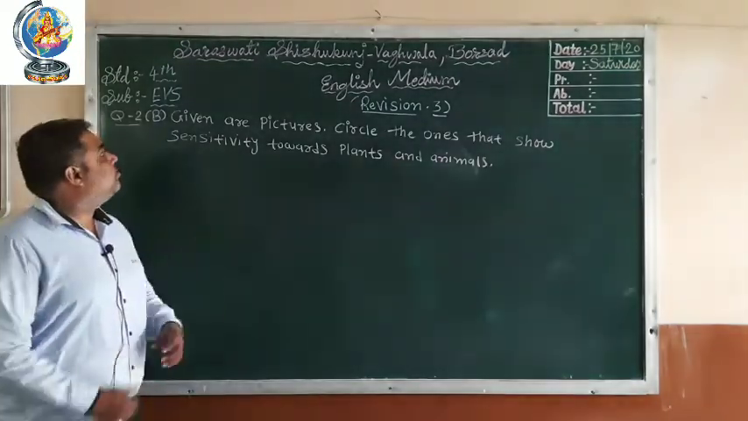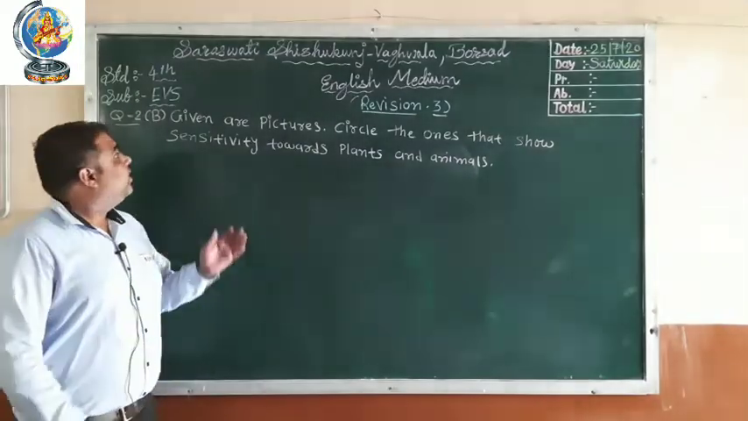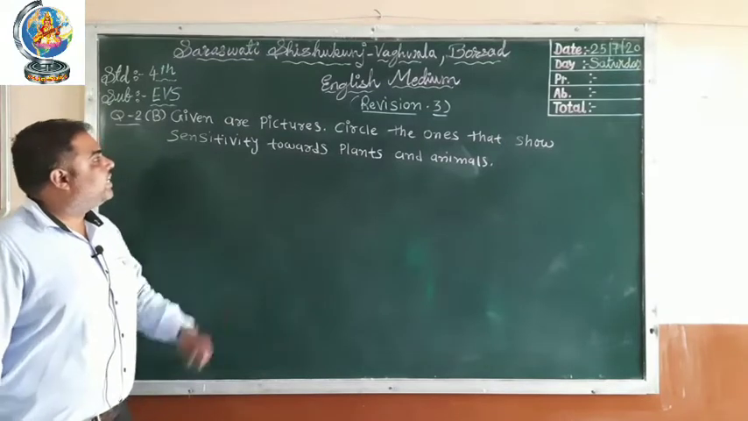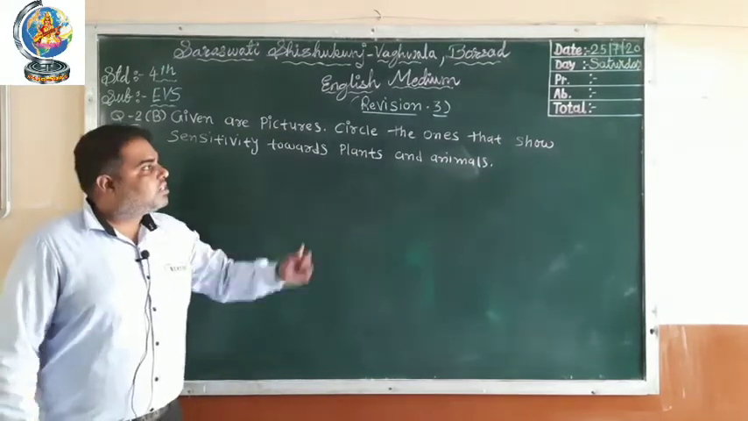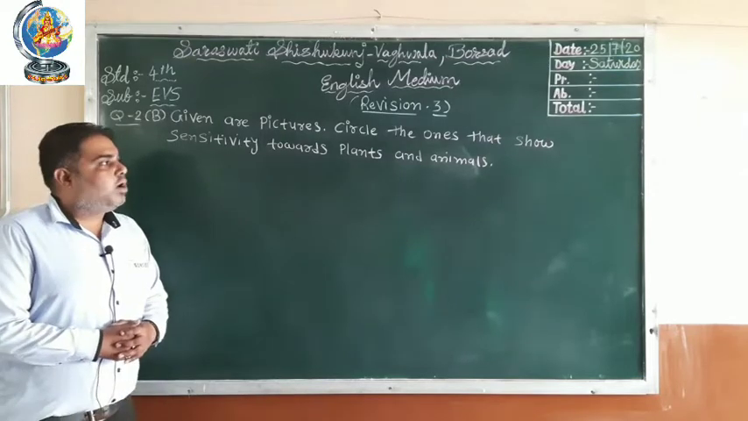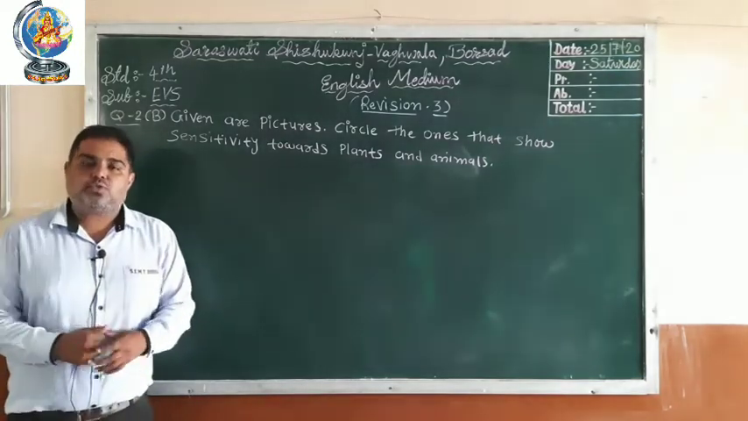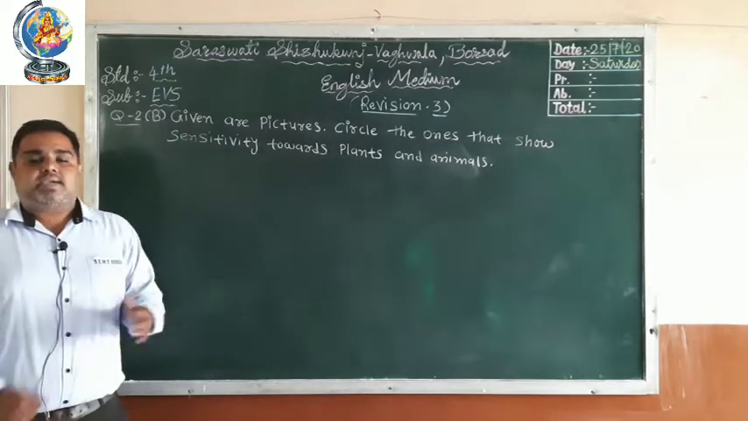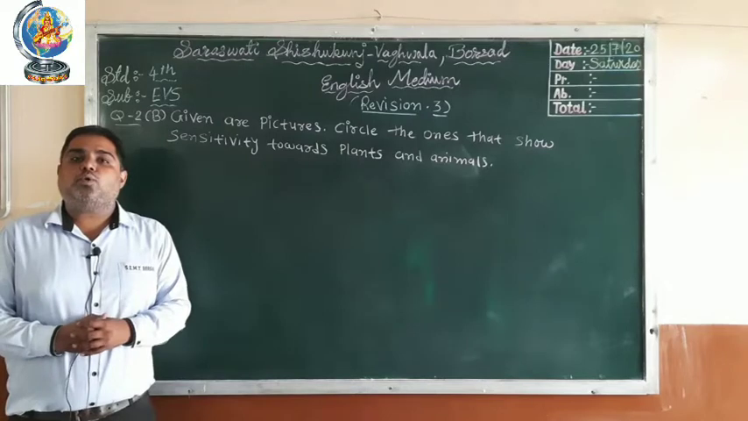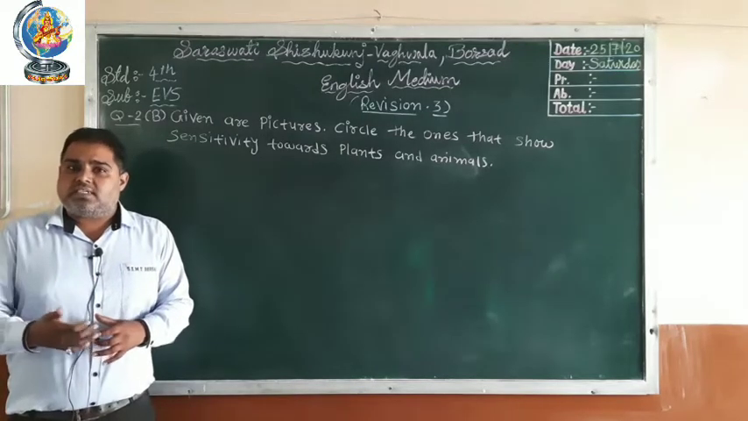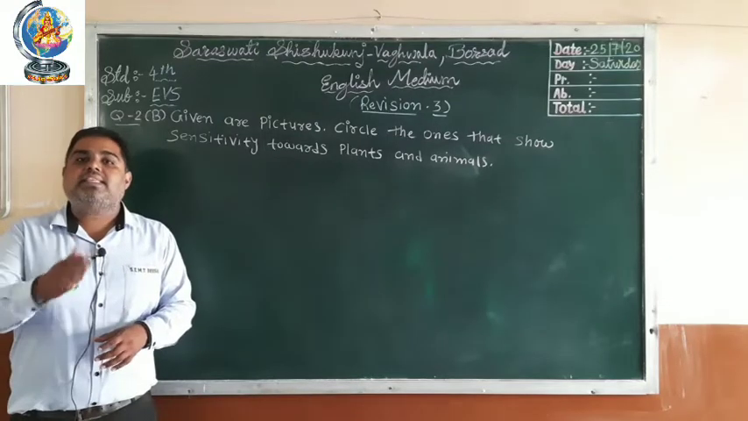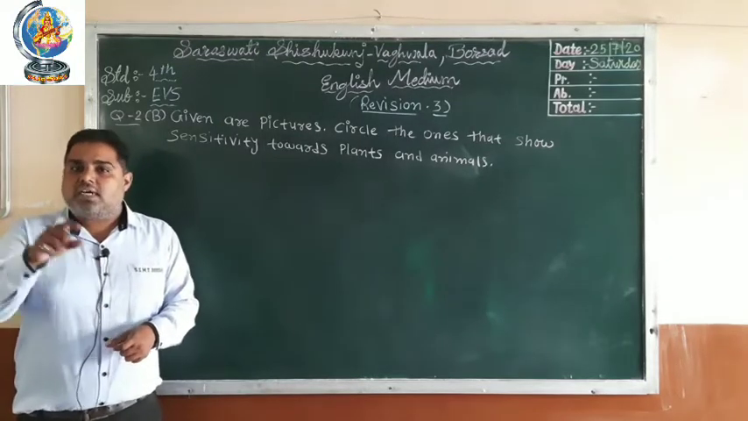Students, this is question number 2B. The title is: given are pictures, circle the ones that show sensitivity towards plants and animals. So students, what you have to do? Here I will show you some pictures, and the pictures that show sensitivity towards plants and animals, on those pictures you have to circle.